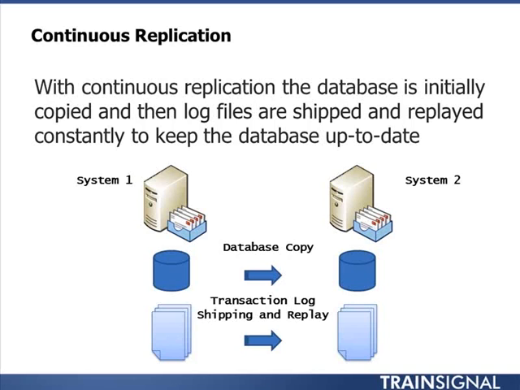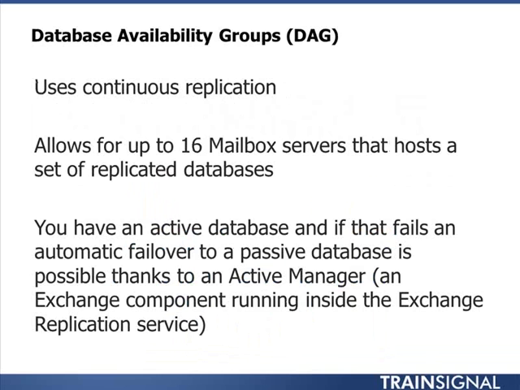But before we get too deep into the terminology and concepts of a database availability group, let's define it, and then let's see if we can take a look at what this might look like from a visual perspective. So the high availability feature that's used in Exchange 2013 is called a Database Availability Group, or a DAG. A DAG uses continuous replication, so the database is copied over to another location, another mailbox server, and then the transaction logs are continuously shipped over and replayed into the passive copy of that database.